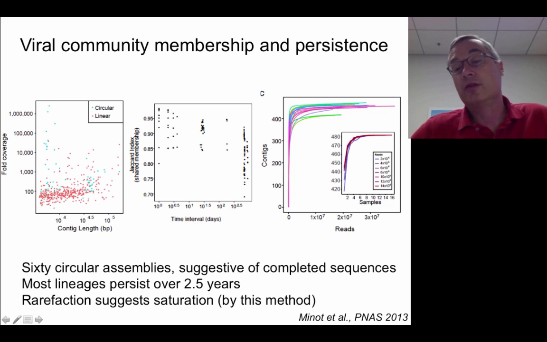We could also ask if we'd saturated our sampling, and you can see as we add more reads, we flatten out in the number of contigs that we catch. So that's saying that we're close to saturation, at least with this method, though we do know with other methods we can catch some different ones if we try hard. So 60 circular assemblies suggestive of completed sequences. Most lineages persist over 2.5 years, and rarefaction suggests saturation by this method.